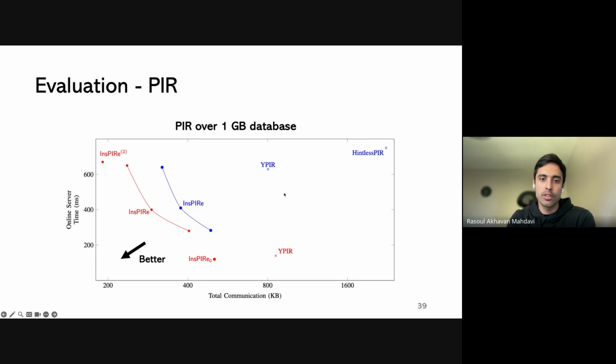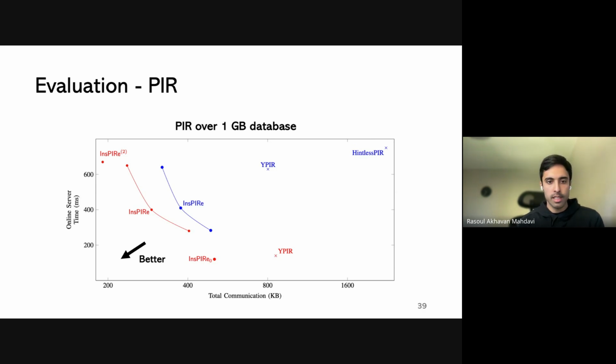The first observation, and all the red dots denote points where you're fetching a small payload of like 1 byte, whereas the blue points, you're fetching a large payload of 32 kilobytes. So the first observation is that InsPIRe and all these variants that we propose are unlocking the left side of this graph, which are the solutions that have much lower communication.